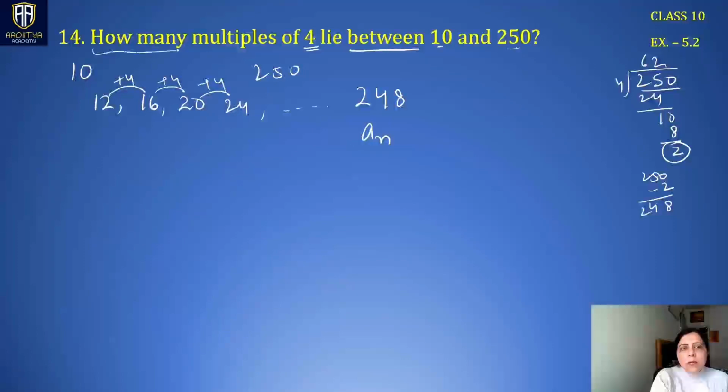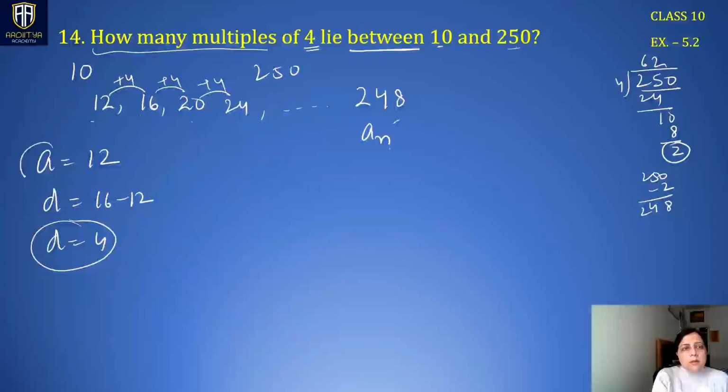Again, how many multiples? You have to calculate n, the number of terms. If AN represents 248, what is the number of this term? So A here becomes 12. D is 16 minus 12, so D becomes 4. The value of AN is given to you as 248.